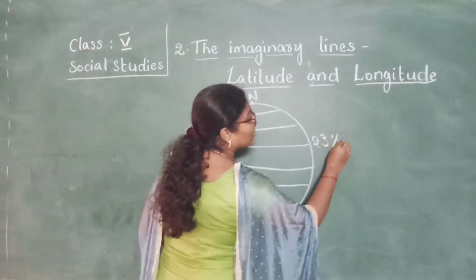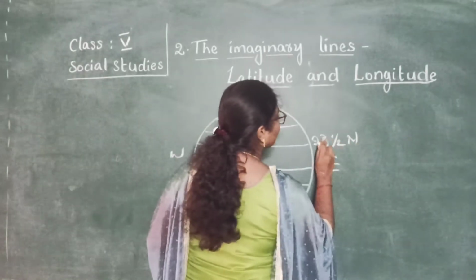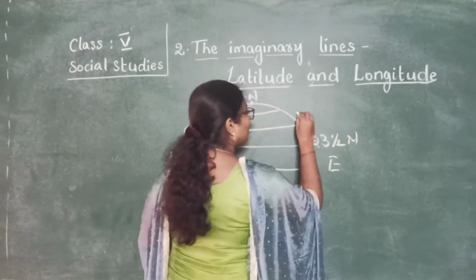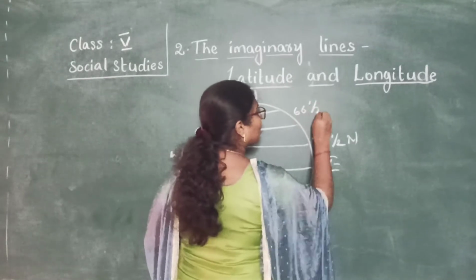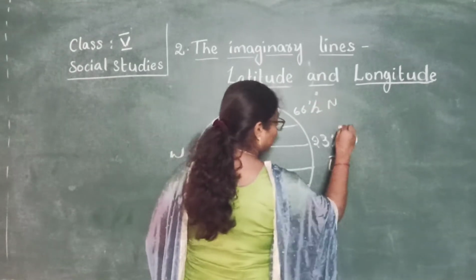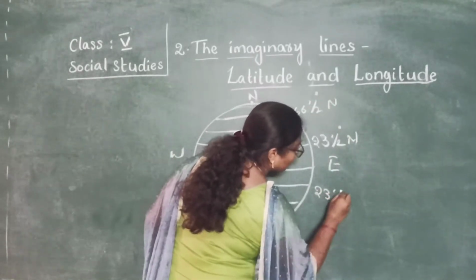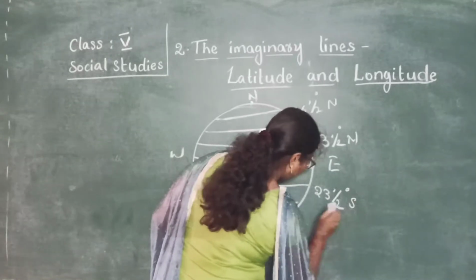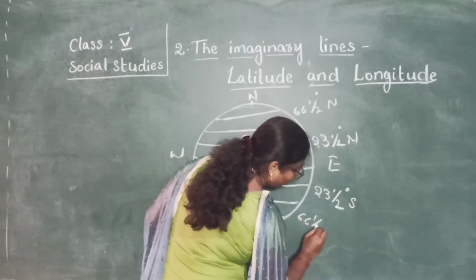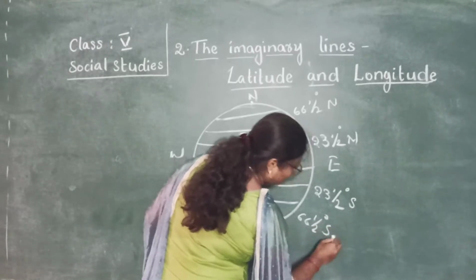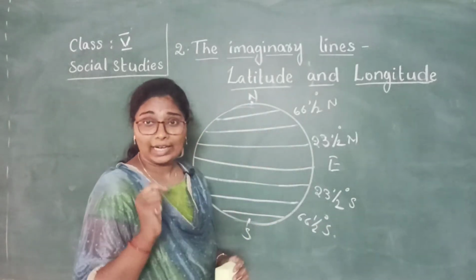23.5 north, 66.5 north, and 23.5 south latitude, and 66 1/2 south latitude. These are the four important latitudes.